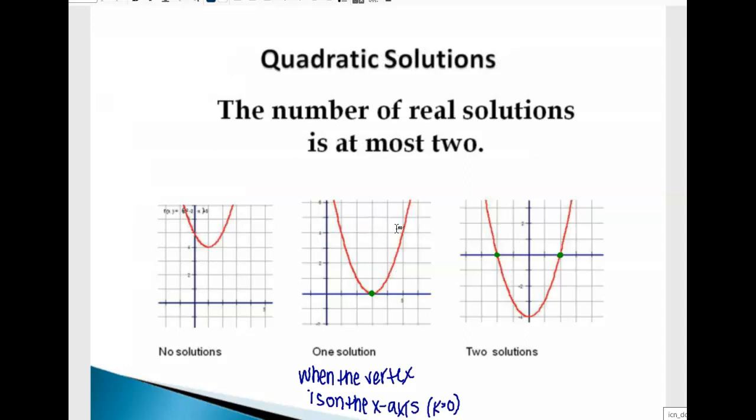So there are 3 different cases that can happen with a quadratic function. You can have a case of no solution, one solution when the vertex is on the x-axis, or 2 solutions where the quadratic crosses the x-axis twice. So quadratics can have no solution, one solution, or 2 solutions.